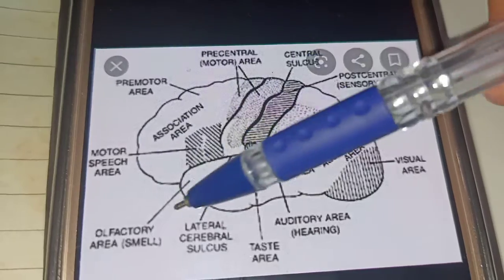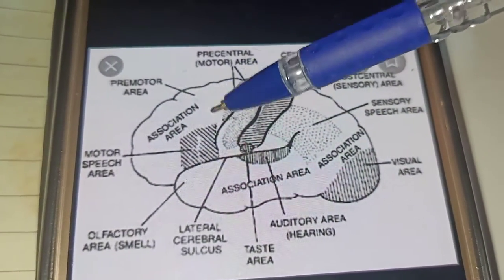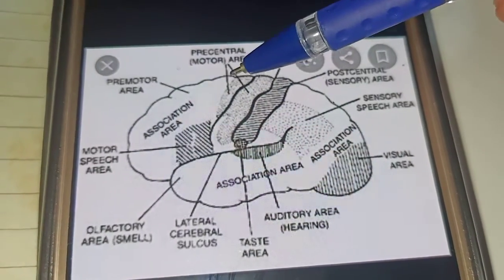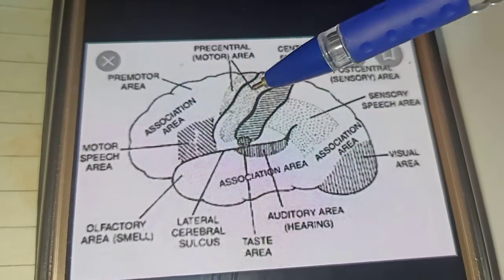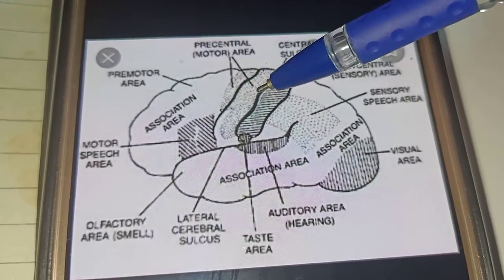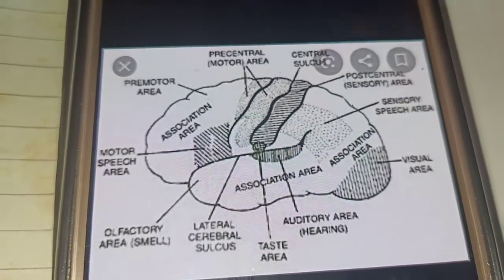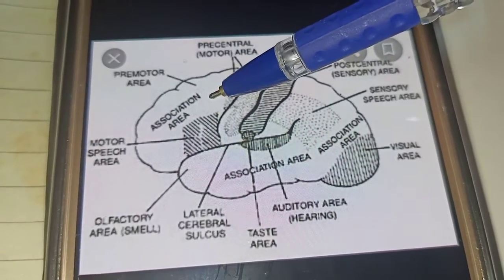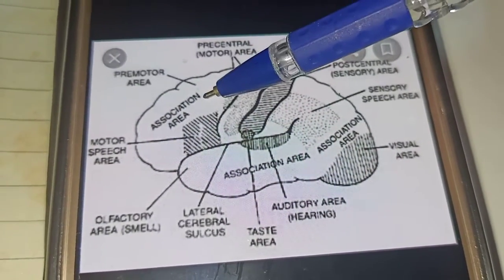Okay, all this I am talking about is the frontal lobe. And this is the primary motor area. This primary motor area is required for controlling voluntary muscles, which are in our control, and the premotor area is for involuntary muscles, which are not in our control.